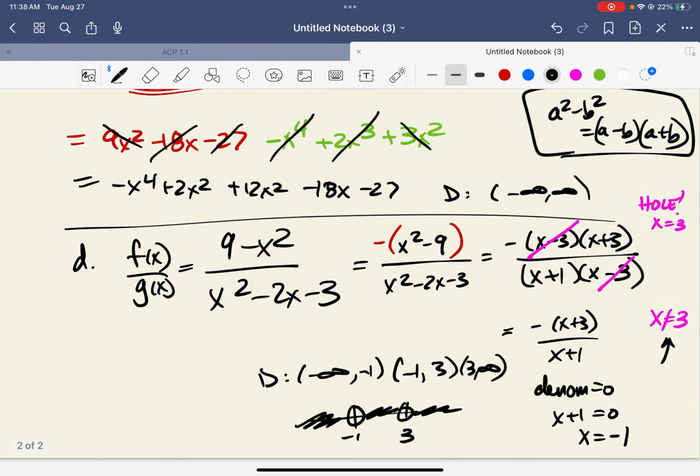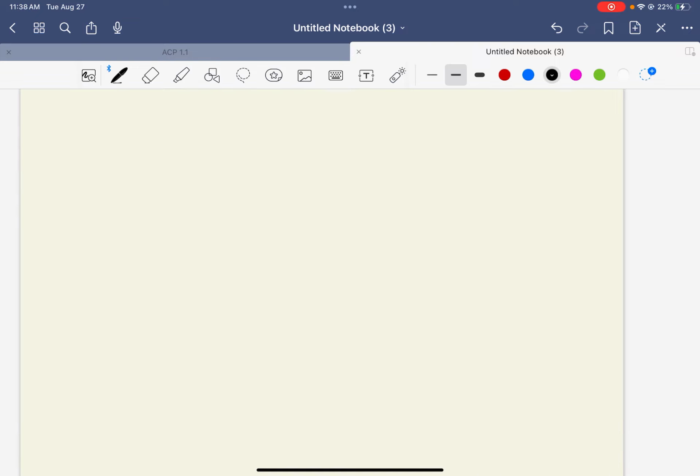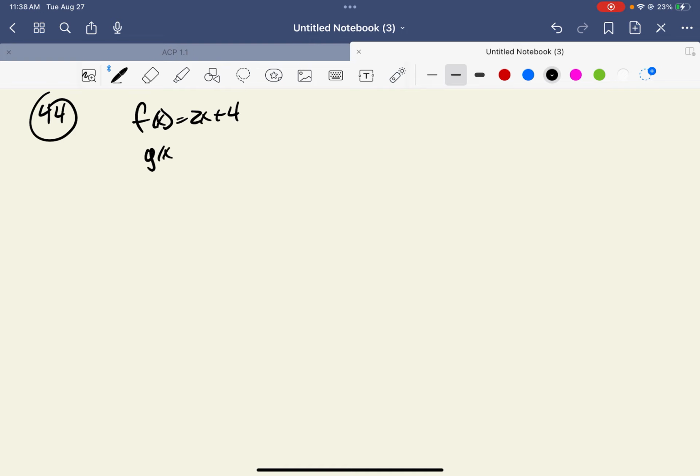Let's now do 44. So I'm going to get me a new page. When I look at 44 in the textbook, it says f of x is equal to 2x plus 4, and g of x is equal to x squared minus 2. It wants us to find f of g of x, and it wants me to find g of f, and then find their domain.